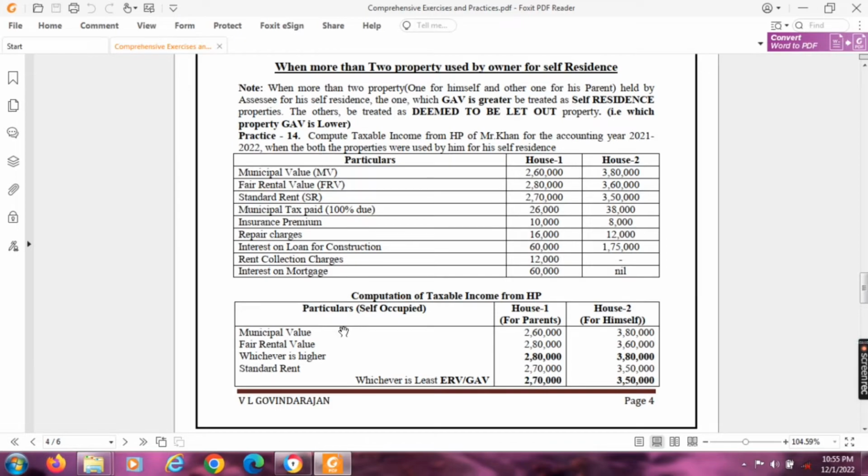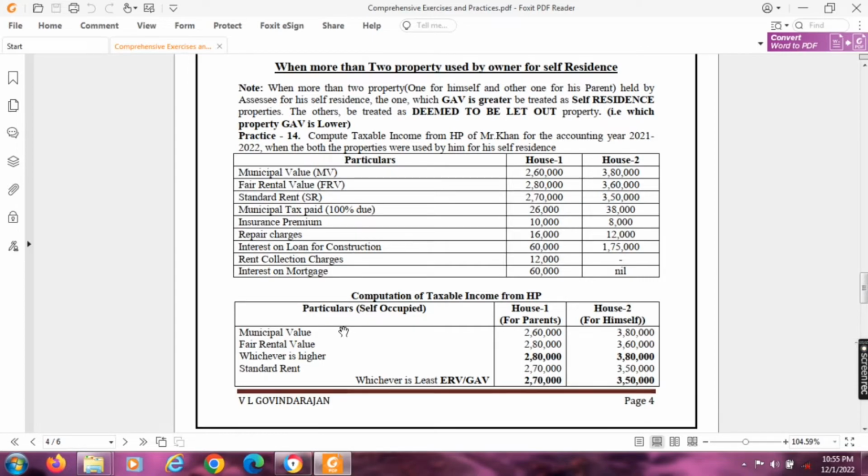Okay, let me see the practice 14. Compute taxable income from house property of Mr. Khan for the accounting year 21-22 when both the properties were used by him for his self-residence. So the assessee can occupy two houses, one for himself and another one for his parents. Municipal value, fair rental value, standard rent, everything was given. Municipal tax only 100% due, so we cannot deduct it from the gross annual value.